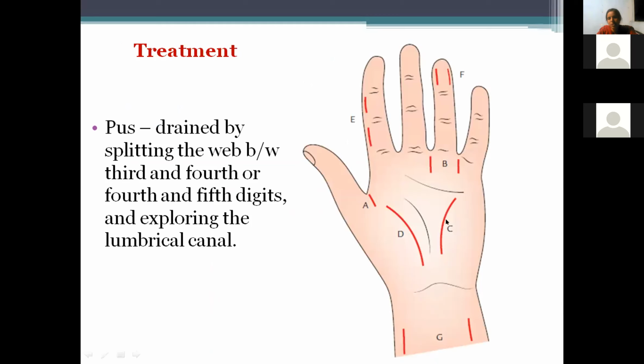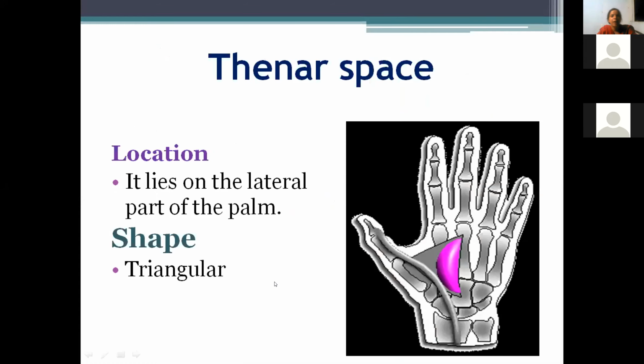So this is the position of our mid palmar space, right? We need to give an incision at the area of C or at the interdigital clefts of the third and fourth digits. These orange lines indicate the plane along which we can give a nick incision and express the pus, and that's how wound healing takes place. So pus is usually drained by splitting the web spaces between the third and fourth digits. These are the digits, and this is the lumbrical canal. I hope that is clear.